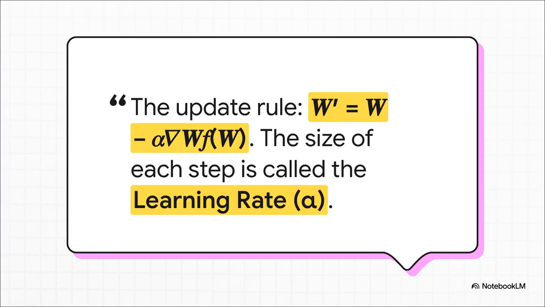So this brings up a huge question. How big should those steps be? This is an absolutely critical setting called the learning rate. You'll often see it represented by the Greek letter alpha. The math you see here basically says our new position is just our old position minus a little nudge in the right direction. And that alpha right there, the learning rate, controls just how big that nudge is. That one single number has a massive impact on our hiker's entire journey.